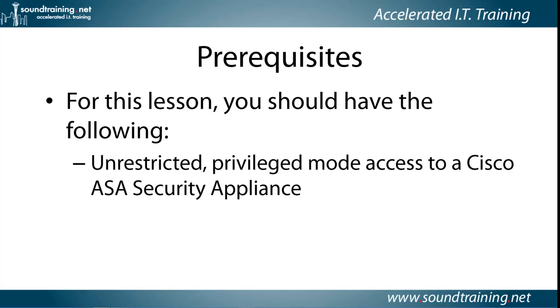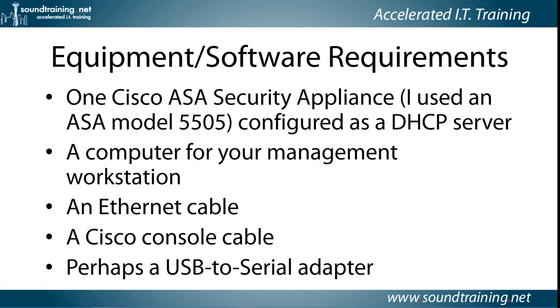Prerequisites. For this lesson, you should have the following: unrestricted privilege mode access to a Cisco ASA security appliance. The one I'm using is a 5505. You'll want it configured as a DHCP server, which will happen automatically when you apply the default configuration. But if for some reason you don't want a DHCP server in there, then you'll need to manually assign an IP address to your management workstation.